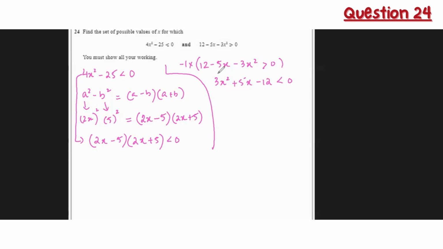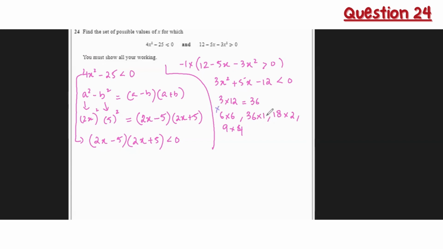So let's factorize this. We know 3 times 12 is 36. Now factors of 36 are 6 times 6, 36 times 1, 18 times 2, and 9 times 4. So we have to pick the set of factors which when added or subtracted give us the middle term, which is 5x. We know 6 plus 6 is 12 and 6 minus 6 is 0. So 6 is out of our options.